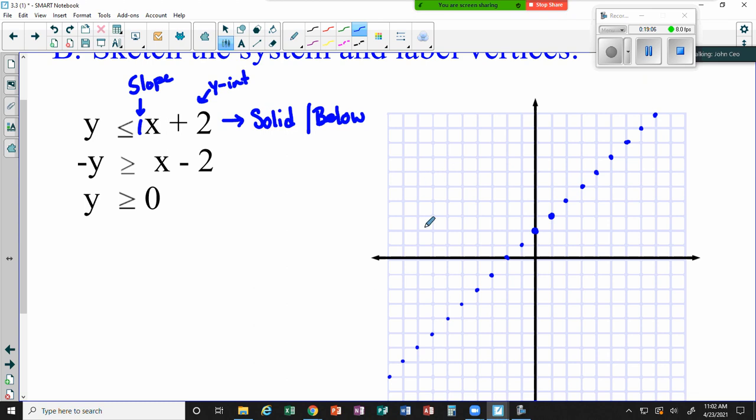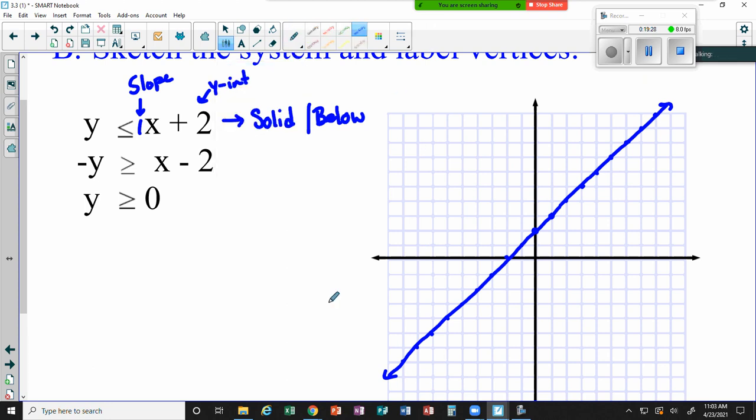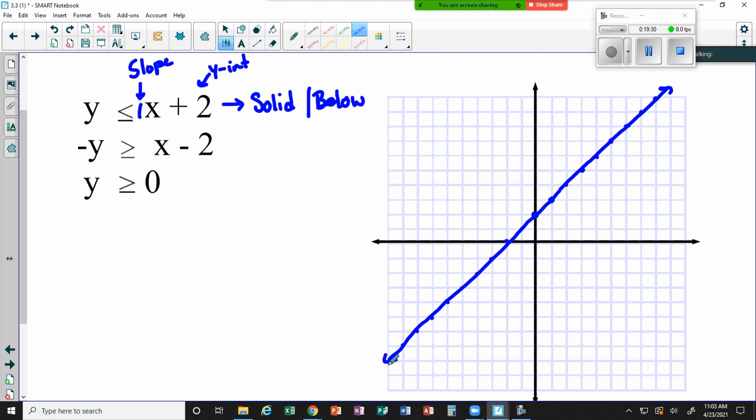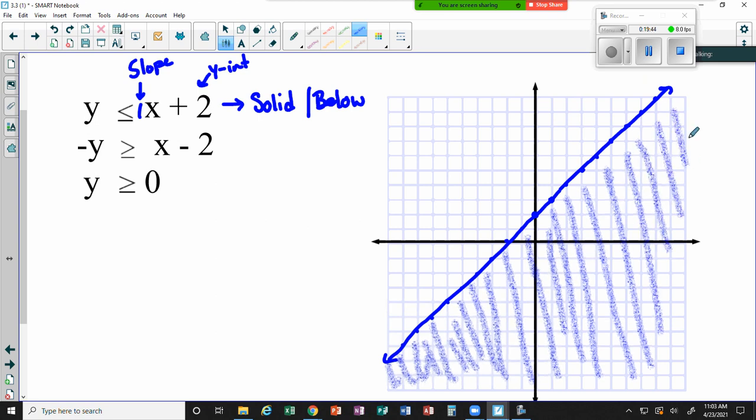So we need a solid line there. Draw that in. Solid line. We need to shade below. Okay.